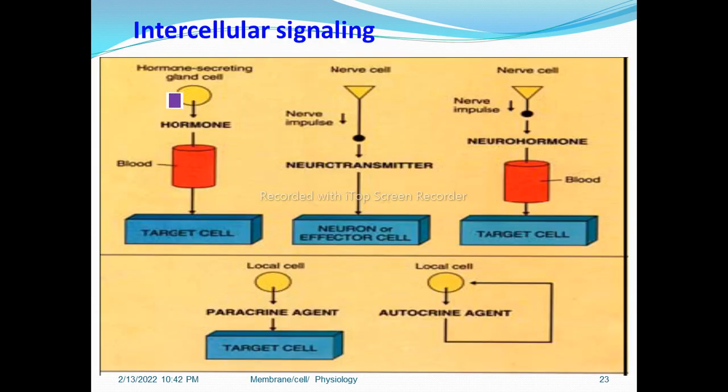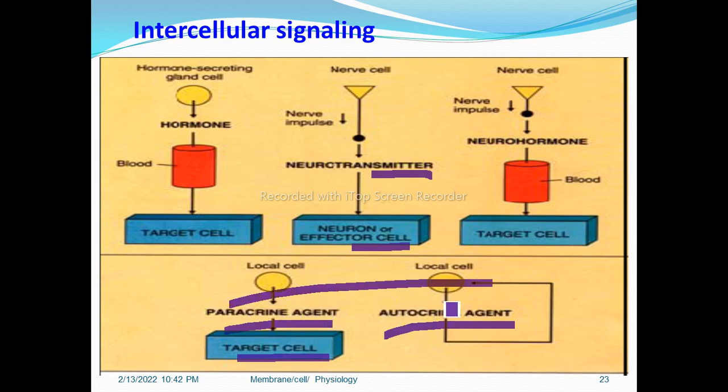Here a hormone-secreting gland cell secretes hormone, which goes into the bloodstream and affects the target cell. This is endocrine signals. The other is nerves: nerve impulses, neurotransmitter, then it affects a neuron or effector cell. And this is known as paracrine signals: a local cell, paracrine agent, and target cell. This is autocrine signals, which affects cells similar to it. These two characteristics are also known as juxtacrine cells.